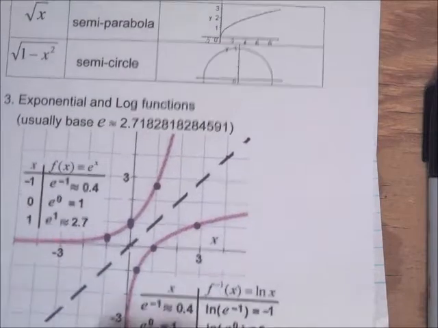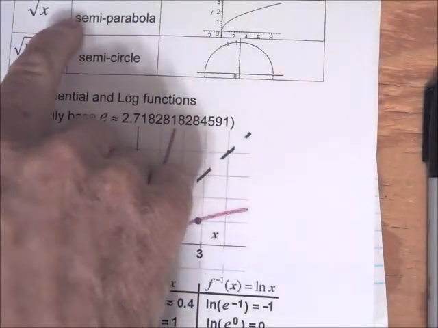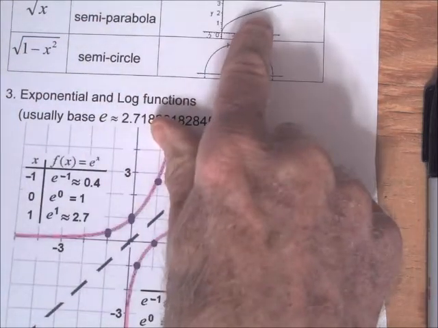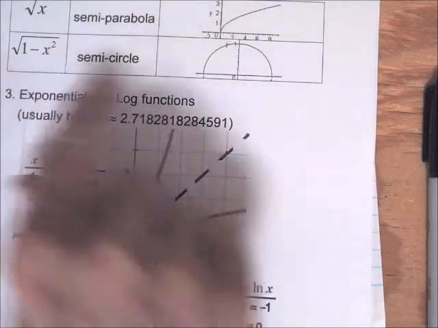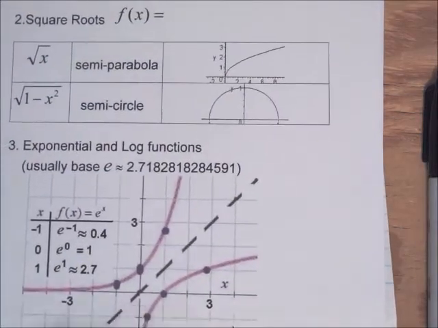We have semi-parabola, square root functions. Square root of x is a semi-parabola. Square root of 1 minus x squared is a semicircle. Generally the square root functions tend to be semi-conics. We could have a semi-hyperbola. That's basically it: semi-parabola, semi-hyperbola, semicircle.